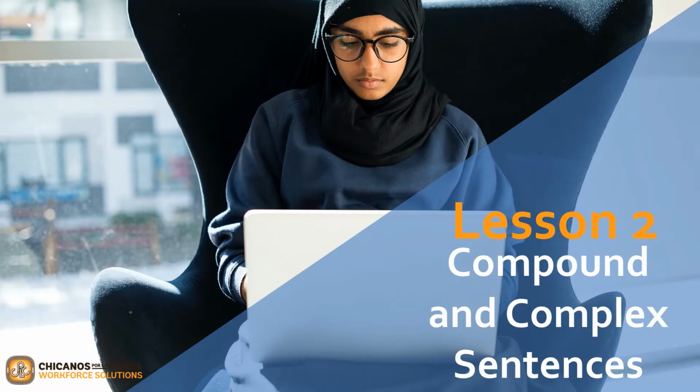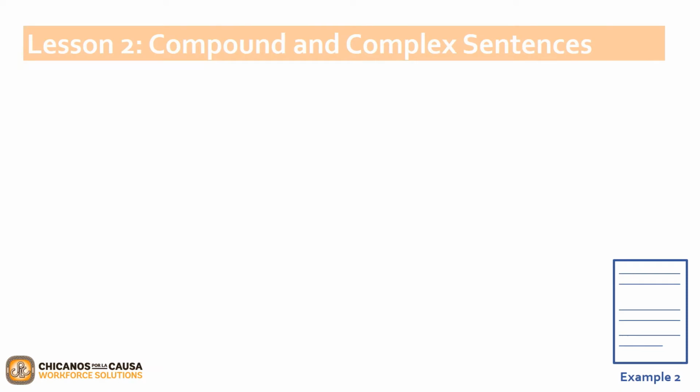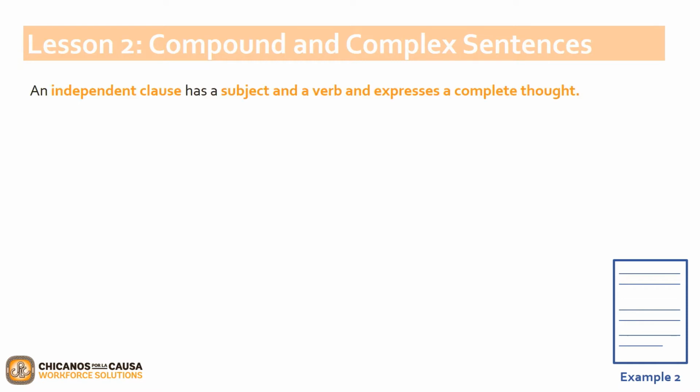Welcome back. We're now moving on to Lesson 2, Compound and Complex Sentences. The simple sentences that we covered in Lesson 1 are also called independent clauses. An independent clause has a subject and a verb and expresses a complete thought. You can join 2 independent clauses into one compound sentence.